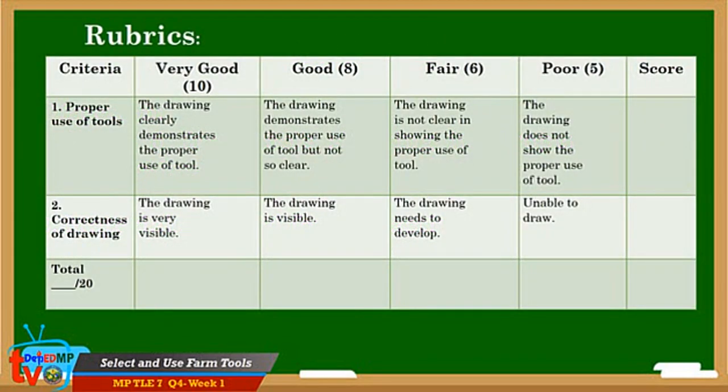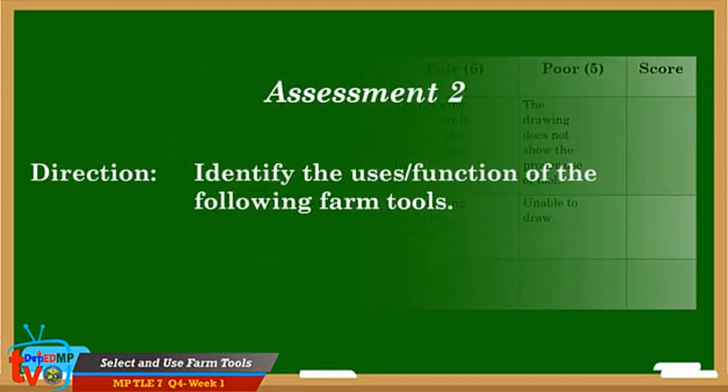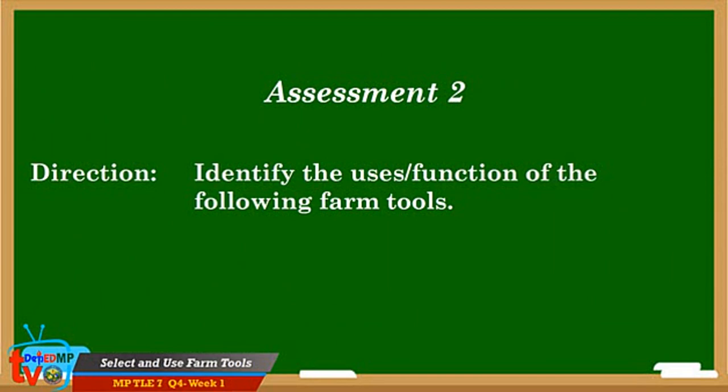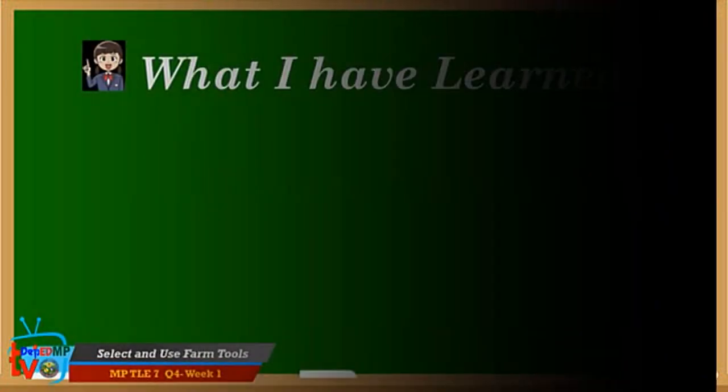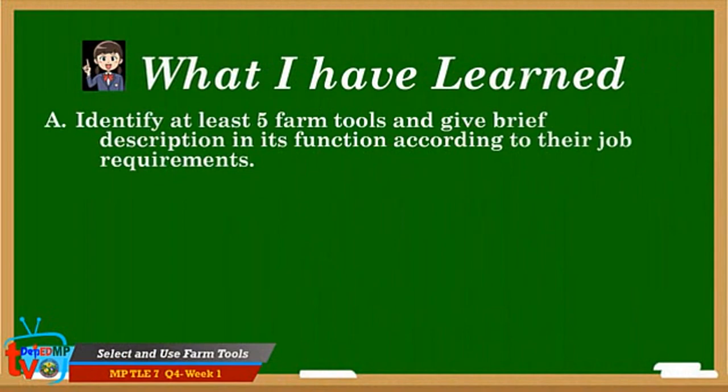You will be graded through the following rubrics. We have 2 criteria here. First, we have the proper use of tools, and second, the correctness of drawing. A total of 20 points. Assessment 2. Identify the uses or function of the following farm tools. Identify at least 5 farm tools and give brief description in its function according to their job requirements.